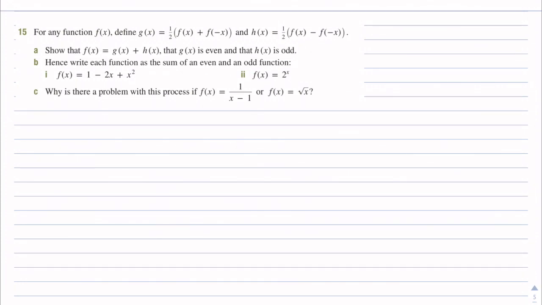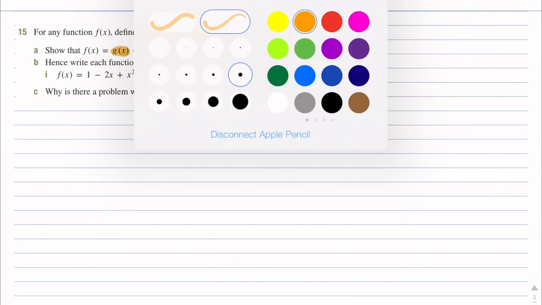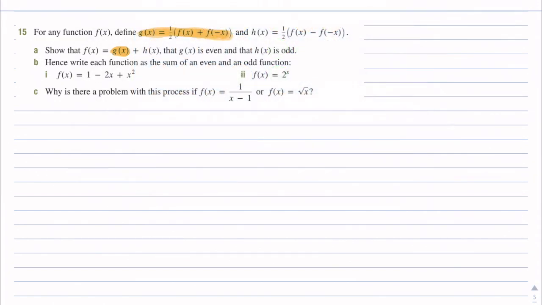For any function f of x, define g of x as half of f of x plus f of minus x, and h of x equals half of f of x take f of minus x. We want to show that f of x equals g of x plus h of x. What I'm going to do is have a go at adding these, and then see if it works out to just be f of x.